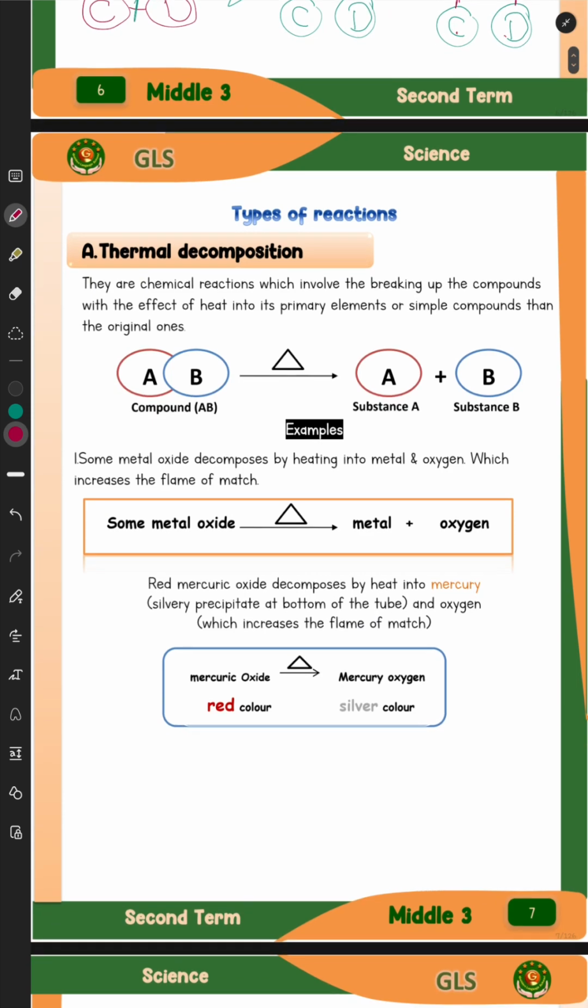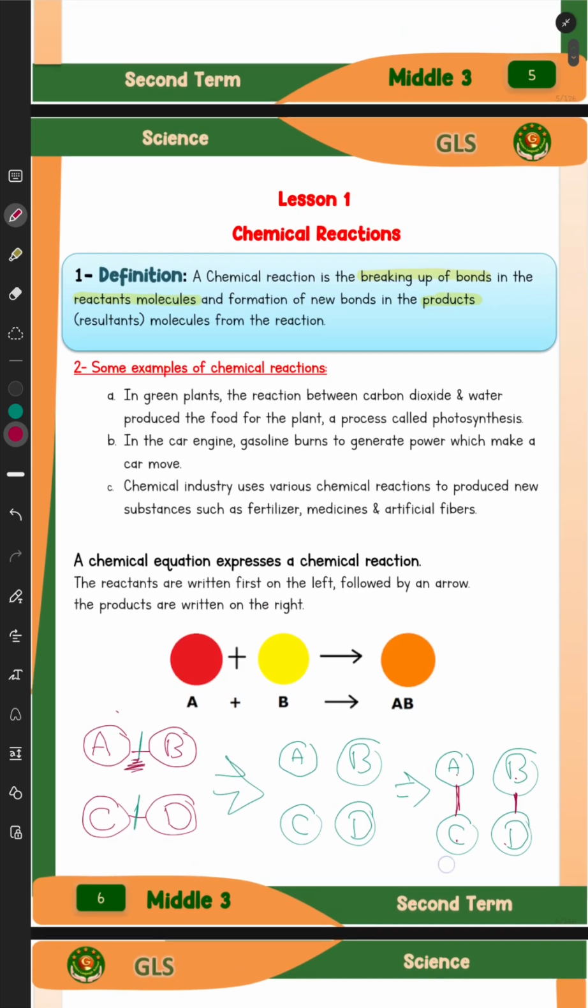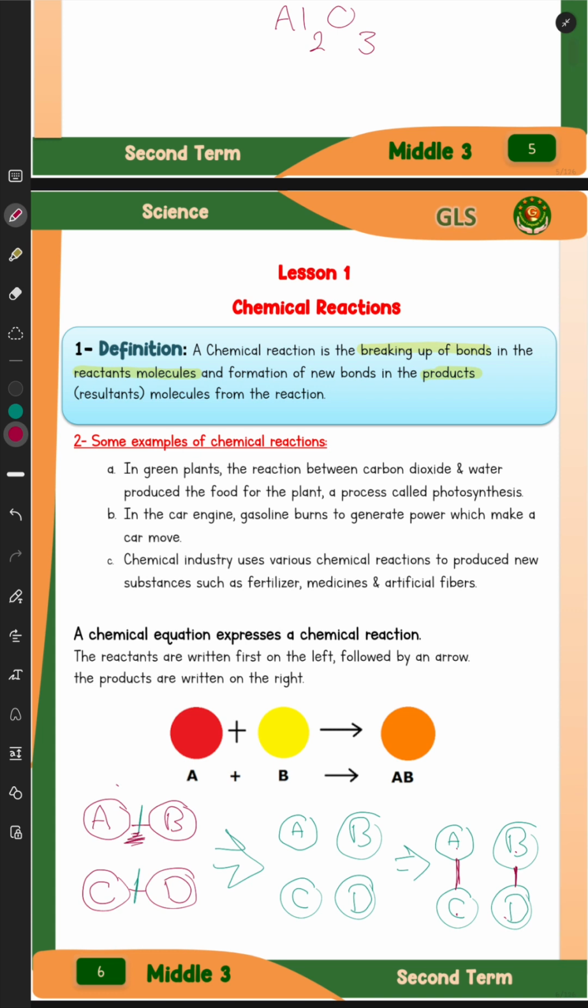Okay, let's go to another thing, some examples of chemical reactions. The first example is in green plants. In green plants, carbon dioxide and water react together to produce the food of the plants. Of course, it's the sugar, by a process we know as the photosynthesis process.